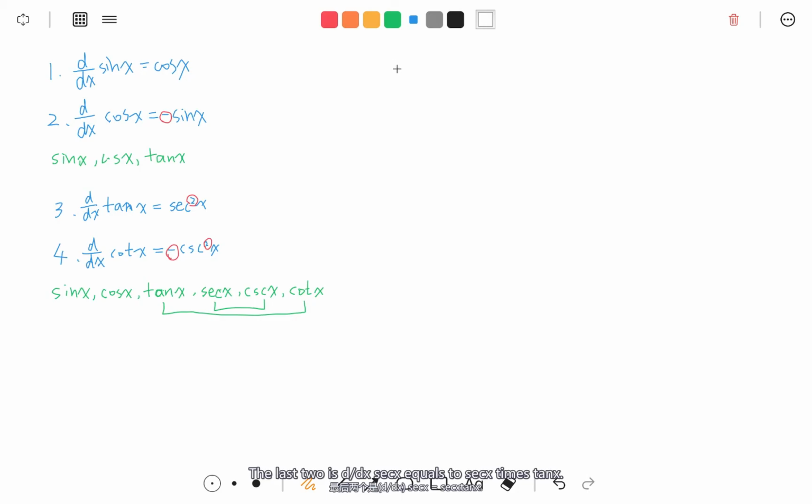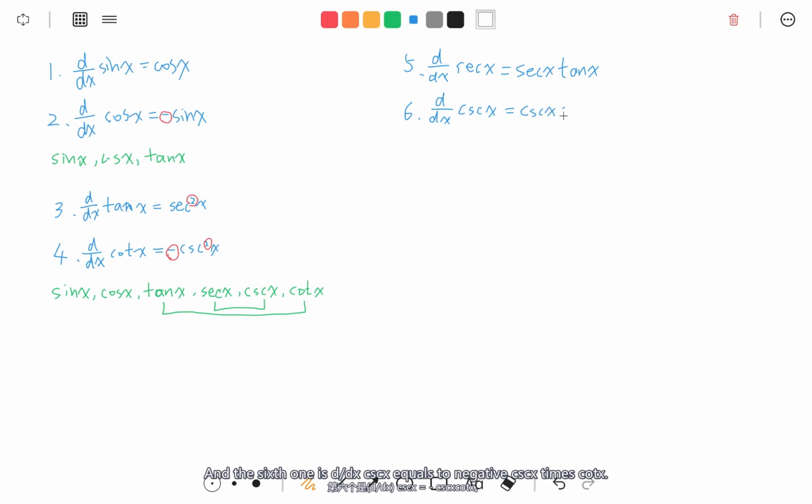And here are the last two. d/dx secant x equals secant x times tangent x. And the sixth one is d/dx cosecant x equals cosecant x times cotangent x.